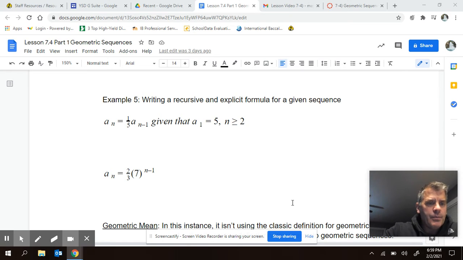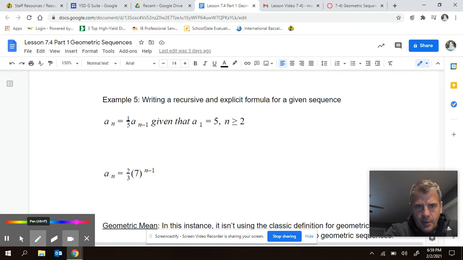So let's look at recursive formulas and then explicit formulas and then being able to work back and forth between those two. Within this function here, a sub n equals 1/5 times a sub n minus 1, they are giving us this recursive formula. Our job is to take that then and write it into its explicit form.